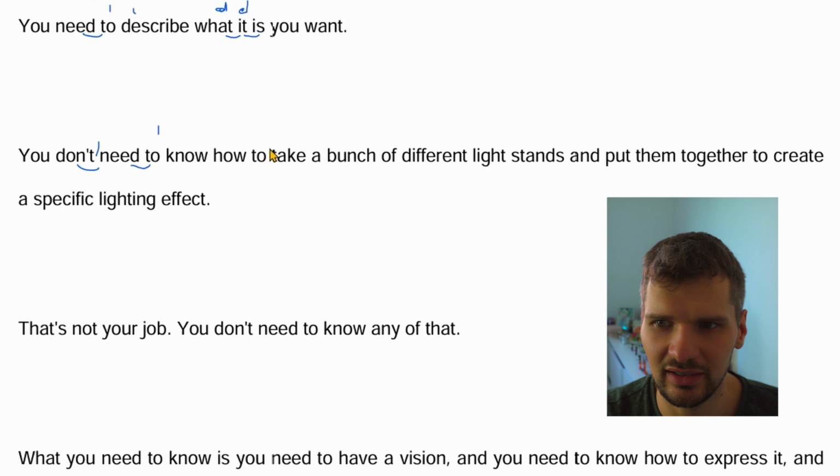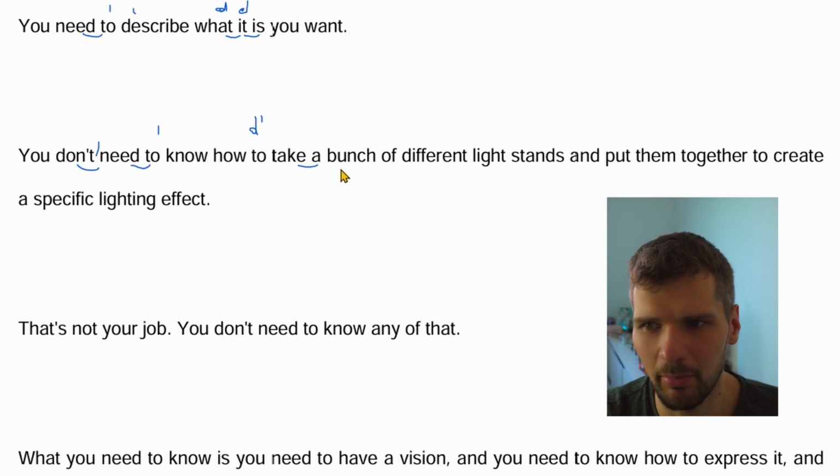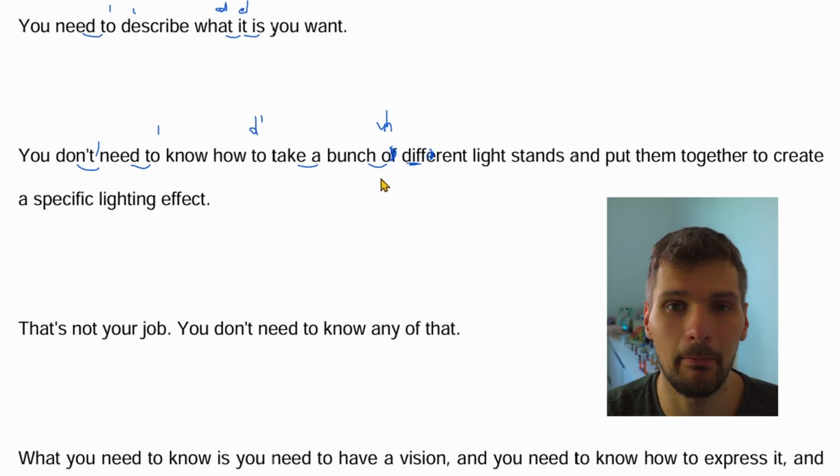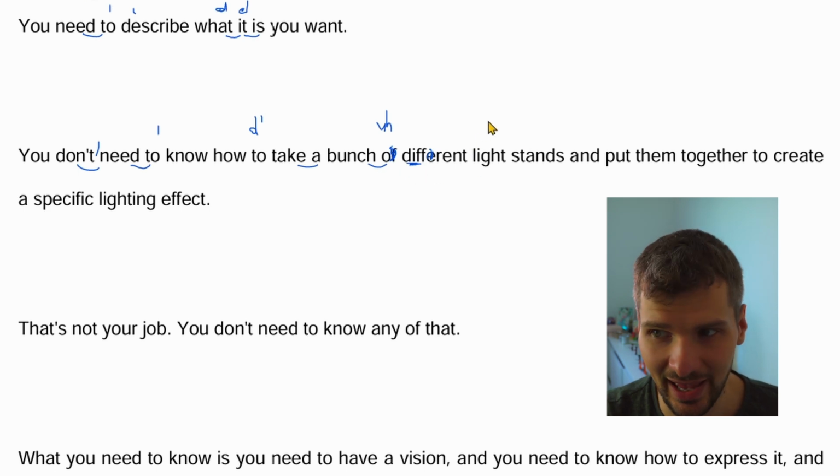How to take. So to sounds like the. How to take a. Linking here. Take a bunch of. Sounds like because this F is very weak and it oftentimes gets silent. You don't need to know how to take a bunch of different. Stress goes here on the first syllable. There is no E here. Different. You don't need to know how to take a bunch of different light stands.